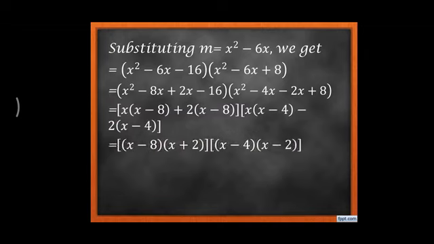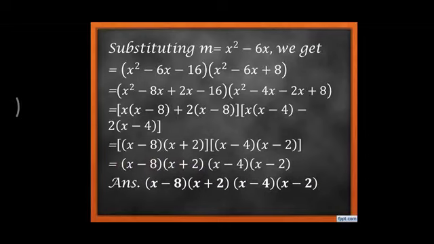So in the first bracket we have x minus 8 into x plus 2. In the second bracket we have x minus 4 into x minus 2. So the factors are x minus 8 into x plus 2 into x minus 4 into x minus 2. So these are the factors of the given polynomial.